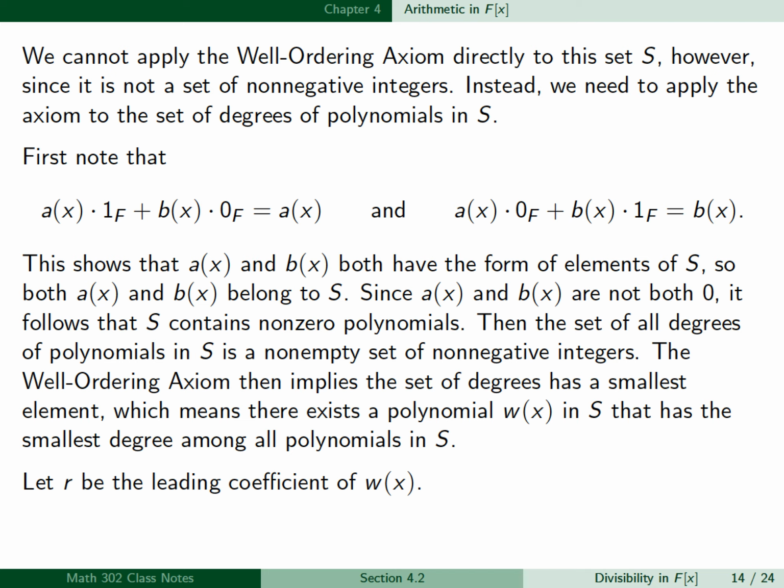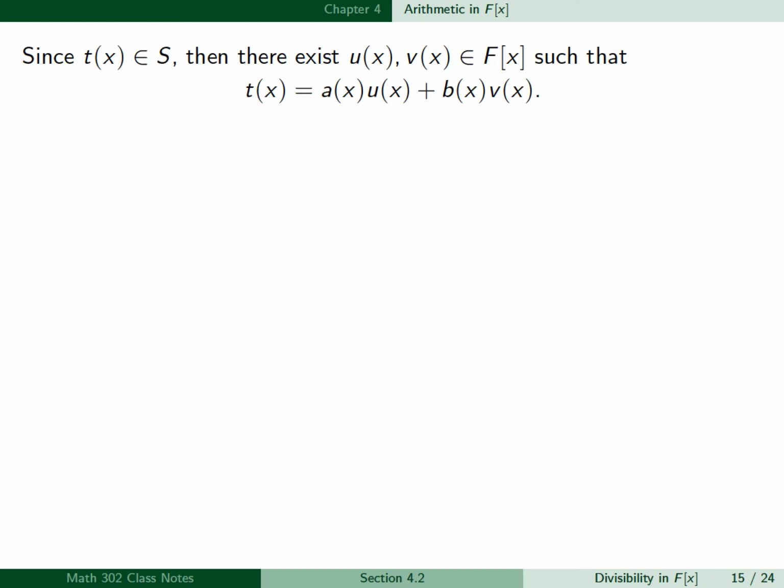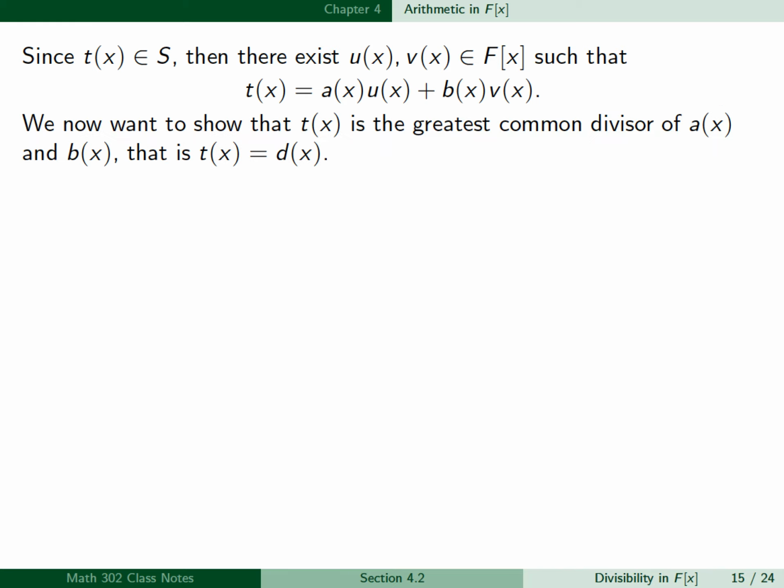So let's let r be the leading coefficient of this polynomial w of x. Then t of x equal r inverse times w of x will be a monic polynomial with smallest degree among all polynomials in S. Since t of x is in S, there exist u of x, v of x in F bracket x, such that t of x is the linear combination a of x u of x plus b of x v of x. So we now want to show that t of x is the greatest common divisor of a of x and b of x. That is, t of x equals d of x.